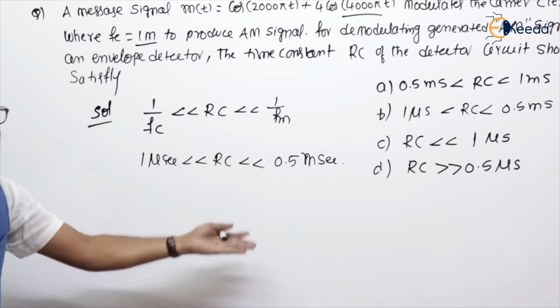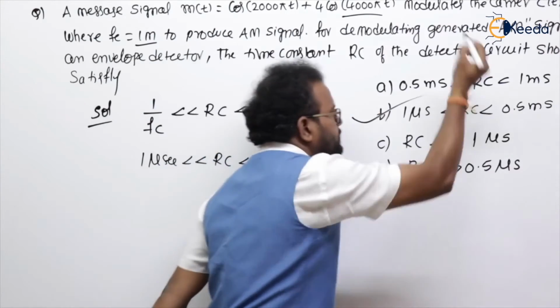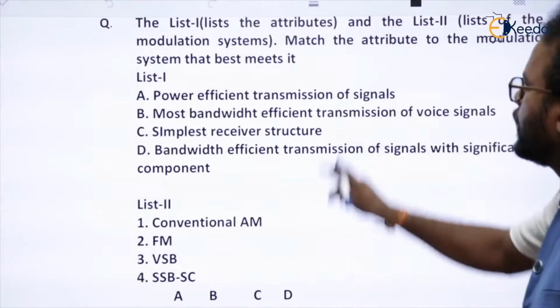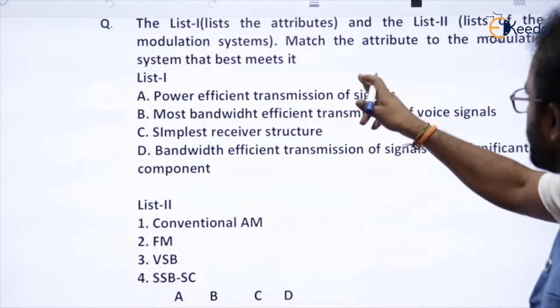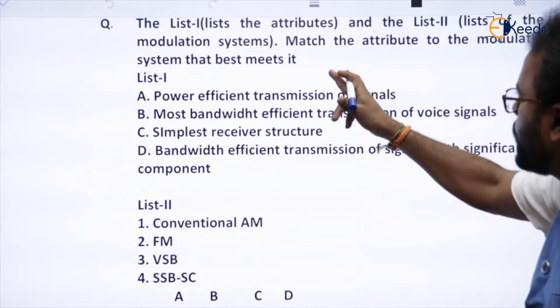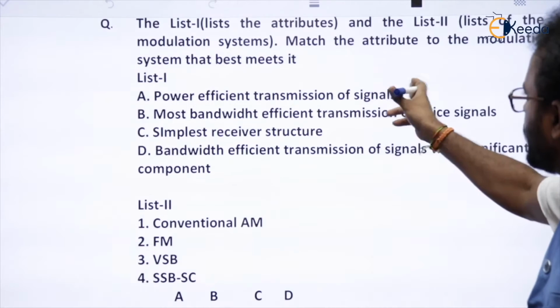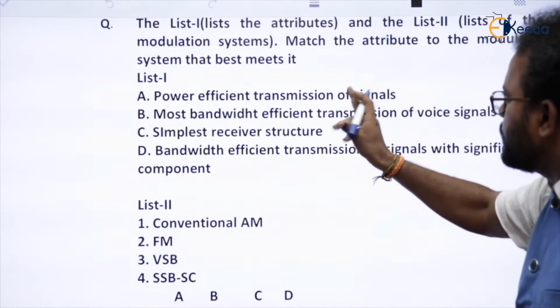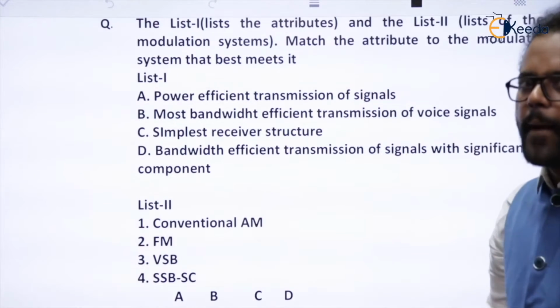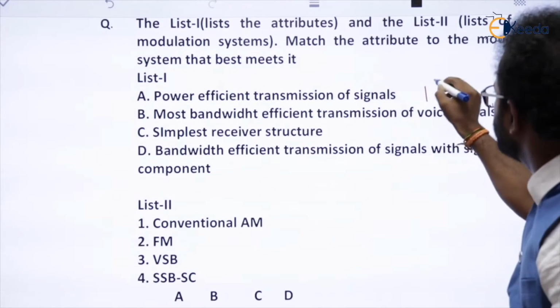I think the options are already there. Option B. List 1 is the list of attributes, list 2 is the list of modulation schemes. Match the attribute to the modulation system that best meets it. Power efficient: FM.